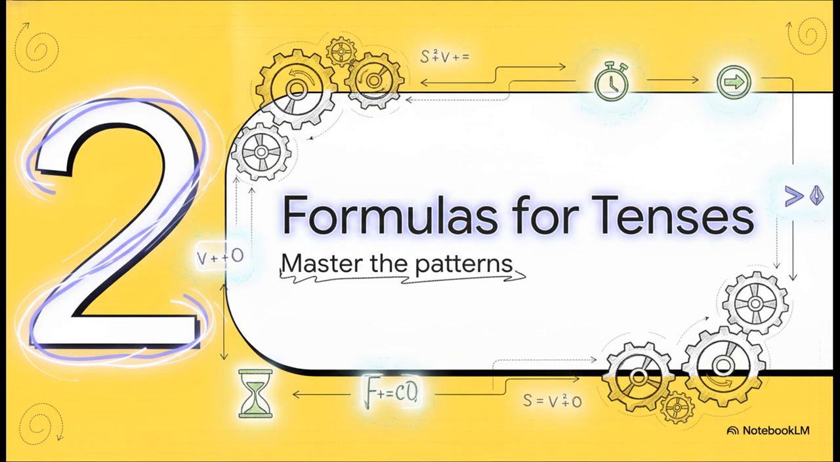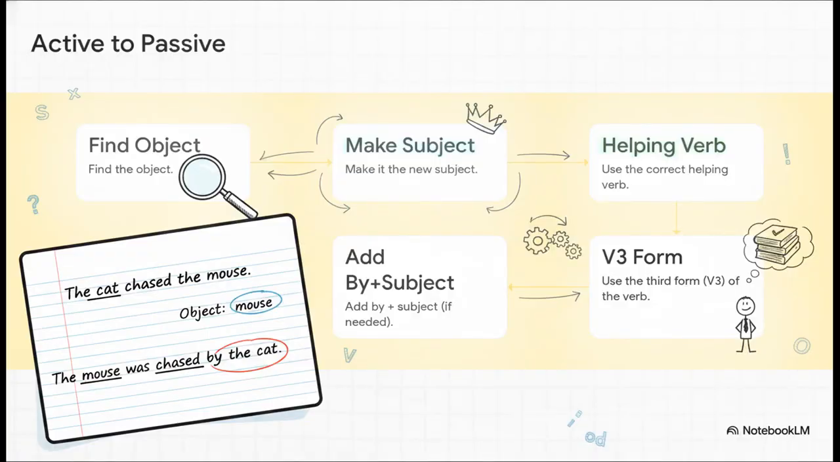Moving on to Section 2, master formulas for every tense. Look, whenever you face a voice question on the exam, whatever you do, don't panic. Just mechanically follow this exact 5-step sequence to decode the sentence. Step 1, find the object. Step 2, make it the new subject. Step 3, and honestly, this is where most students trip up, use the correct helping verb based on the tense. Step 4, use the third form of the verb. And Step 5, add by plus your original subject if it's actually needed. It really is just a simple, repeatable formula.